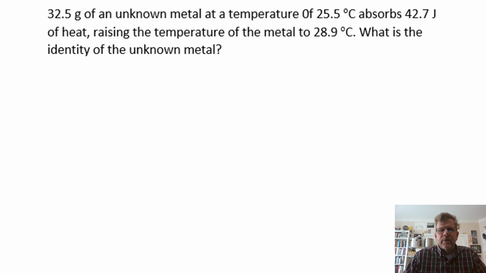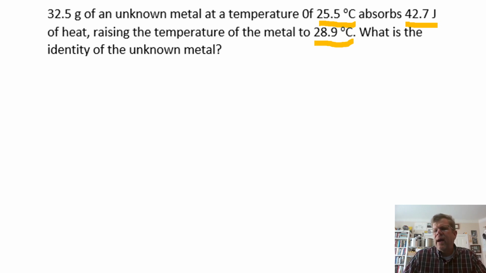Let's look at another one. As we see in the word problem up top, 32.5 grams of an unknown metal. An unknown metal. Okay, let's keep that in mind. At an initial temperature of 25.5 degrees Celsius, absorbs 42.7 joules of heat. Well, again, how do we dial in exactly 42.7 joules of heat since it's immeasurable? Bear with me. We are going to be suspending disbelief in here. We're just plugging and chugging into an equation, and off we go. Raising the temperature of the metal to 28.9 degrees Celsius.